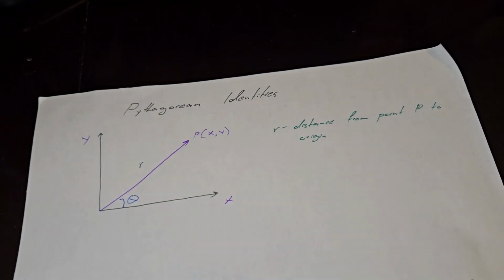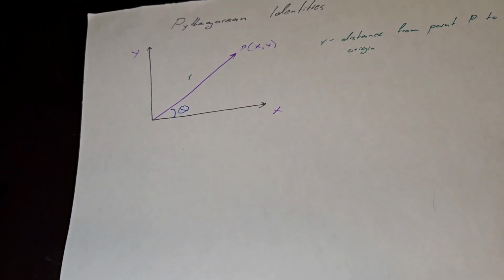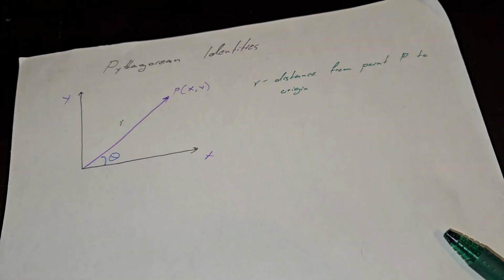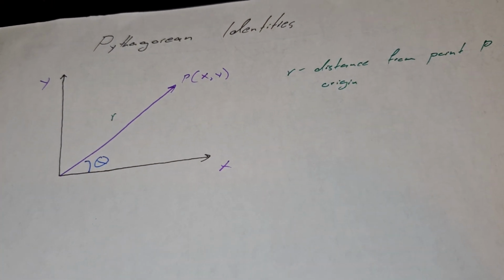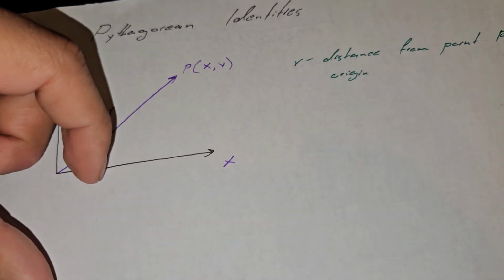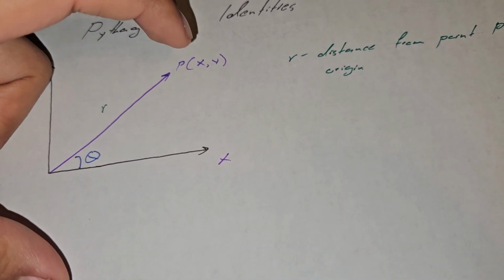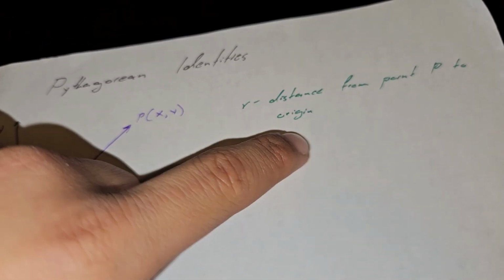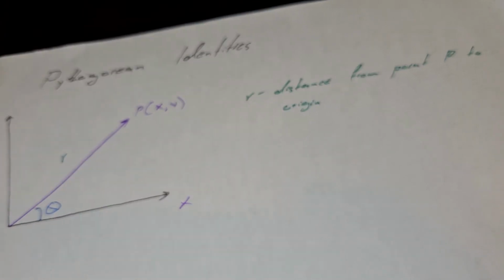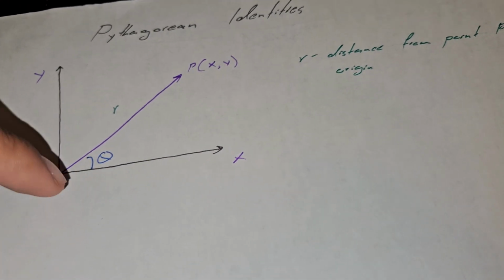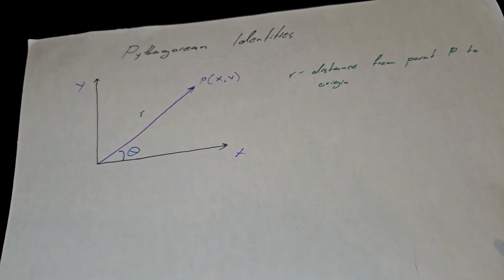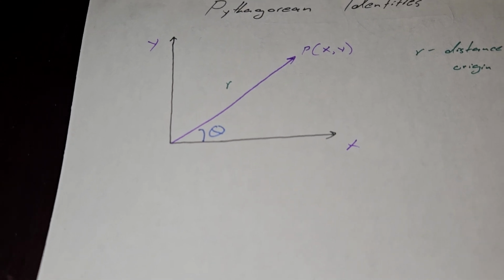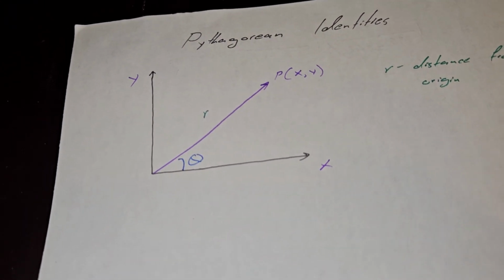Right, so Pythagorean identities, this is how we can remember some Pythagorean identities. If we forgot them, we can compute them. So let's say we have a graph. This is a line, this is the origin, and this is point P. Point P is (x, y), with the x-axis and y-axis, and r is the distance from point P to the origin. So let's find a way to compute these Pythagorean identities.